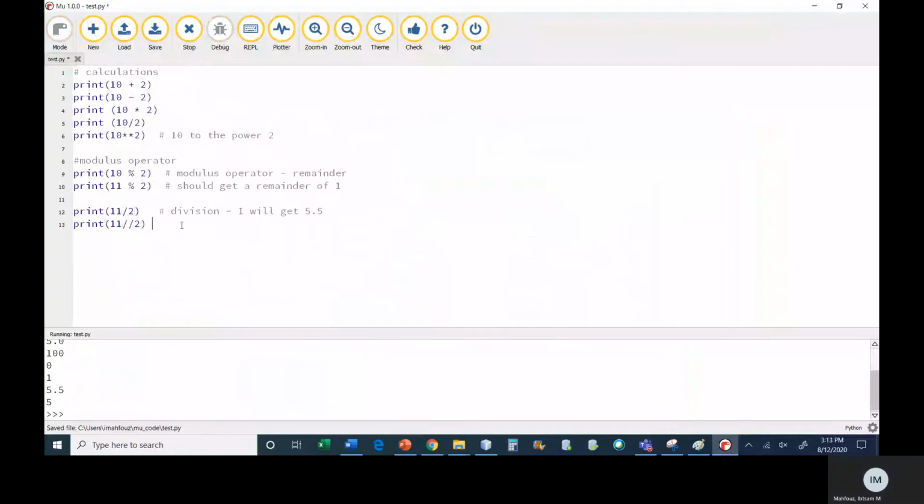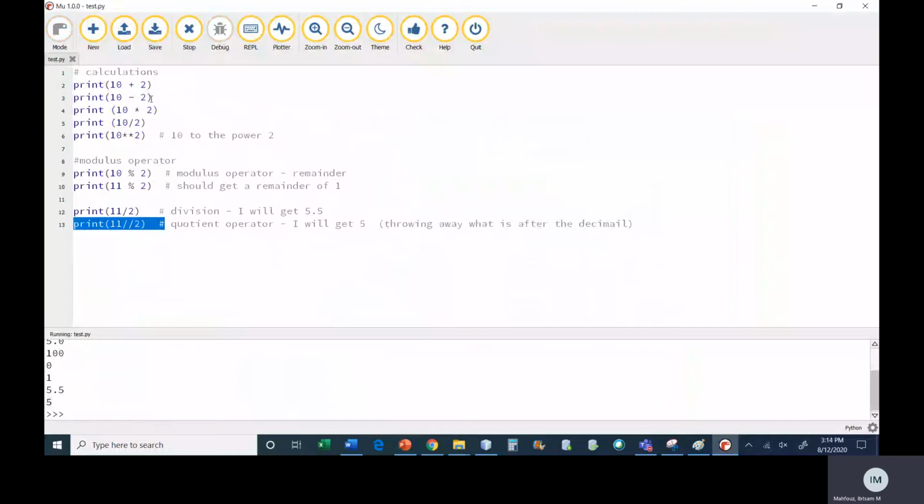When we use the quotient operator, I will get 5. What is it doing? It is throwing away what is after the decimal. It is not doing rounding. If it was doing rounding, I should have gotten a 6, right? So this is just an extra operator that is available in Python that you can use.